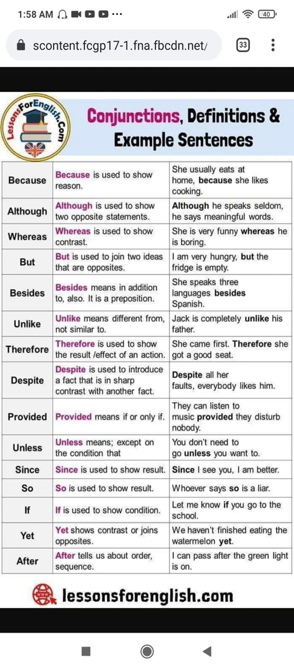The next word, although, is also a conjunction. Although is used to show two opposite statements. For example, if you see someone in class, but you know that he or she is sick, then you can say, although he is sick, he is attending his classes regularly. So in this case we use although. Let's see the example used here: Although he speaks seldom, he says meaningful words.